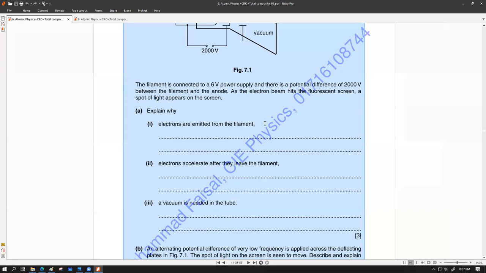The figure shows us Y-plates. This is going to cause the beam to move up and down.